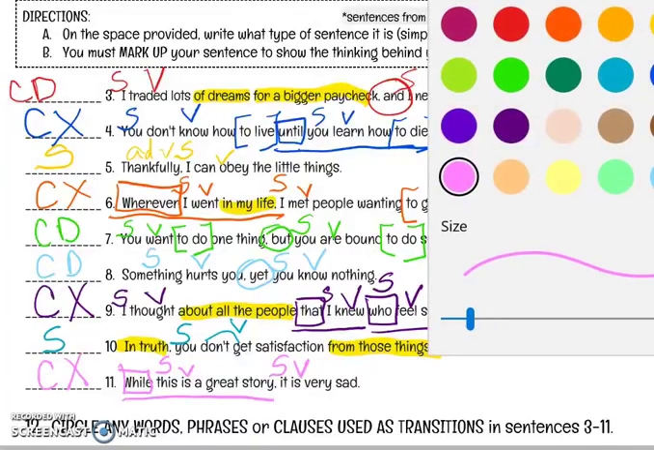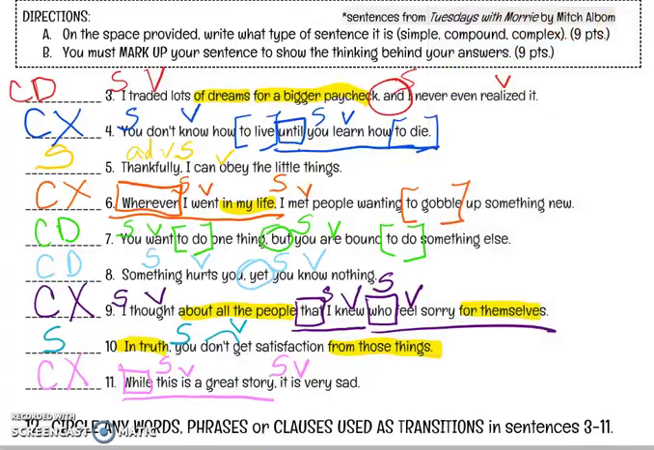So the next thing you had to do was look for, and circle, any words, phrases, or clauses used as transitions. Now, a lot of people just found something that had a comma and circled everything in front of it. We have to think about why that comma is there. In this case, the comma is there because it's a comma and. So that tells me the comma is needed to combine two sentences. That doesn't make the first part a transition because it's a dependent clause.